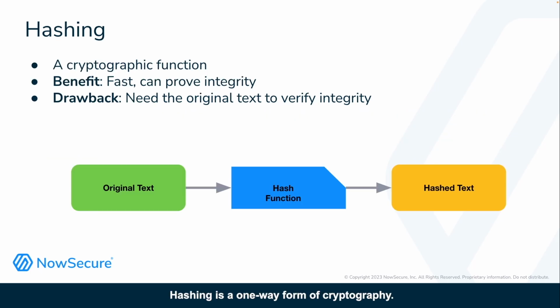Hashing is a one-way form of cryptography. The idea is that you shouldn't be able to recover the original text just by looking at the hashed value. It's irreversible. For example, in a court case, you can use a cryptographic hash to prove the cyber evidence you collected is untampered. That hash legally proves that the data wasn't tampered with or modified.